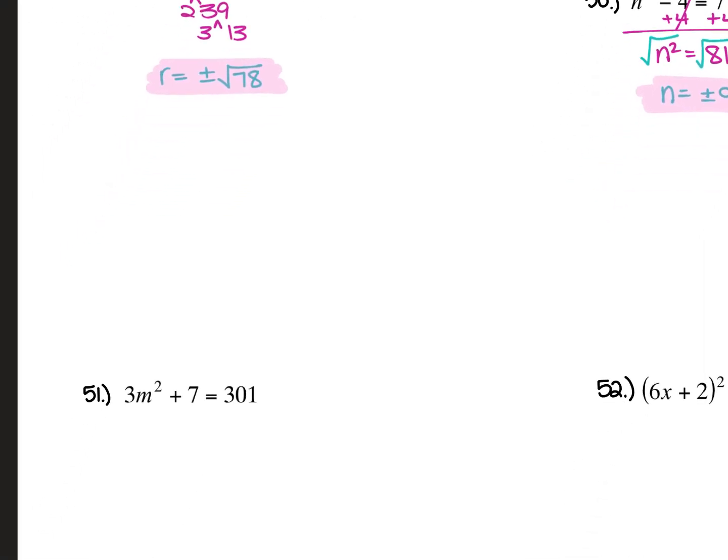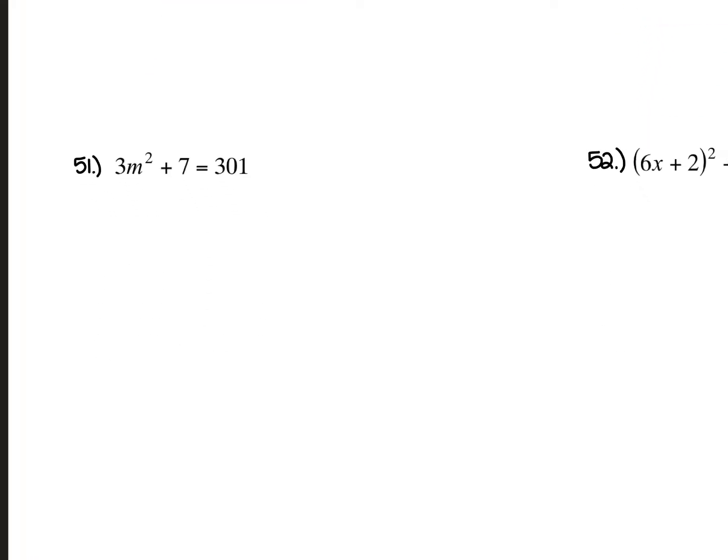For 51, you have 3m squared plus 7 is equal to 301. You are first going to subtract this 7 over to get 3m squared is equal to 294. From here, you're going to divide each side by the 3. You have m squared is equal to 98.